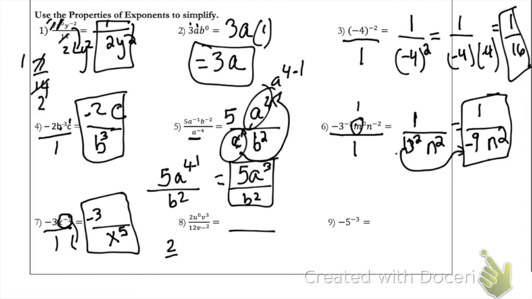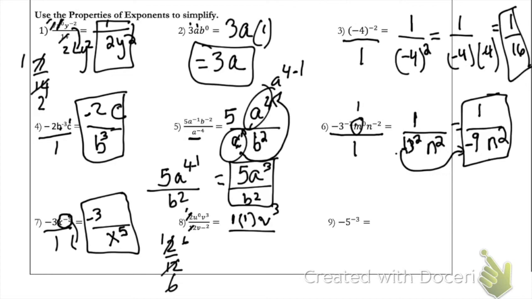If you had a 2 over 12 and you were asked to reduce that, you can reduce both sides by 2. This becomes a 1. 2 divided by 2 is 1. 12 will become a 6 because 12 divided by 2 is 6. So now, a 1, and this is a 6. So you have a 1, because 2 got reduced. U to the 0, anything to the 0 is a 1. V to the third is fine for now.